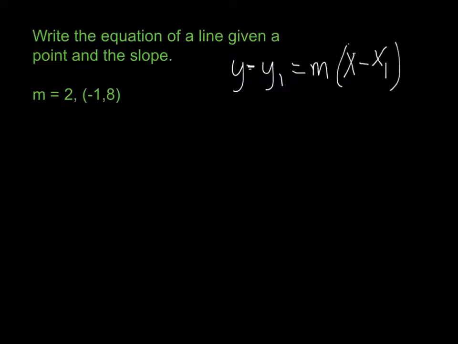So go ahead and try to do this problem. Write the equation of a line given a point and a slope. You're going to take the values, plug them in for y1 and x1, and plug 2 in for m. You're going to distribute and either add or subtract at the end. So try it out, pause the video, and I'm going to work through it now.